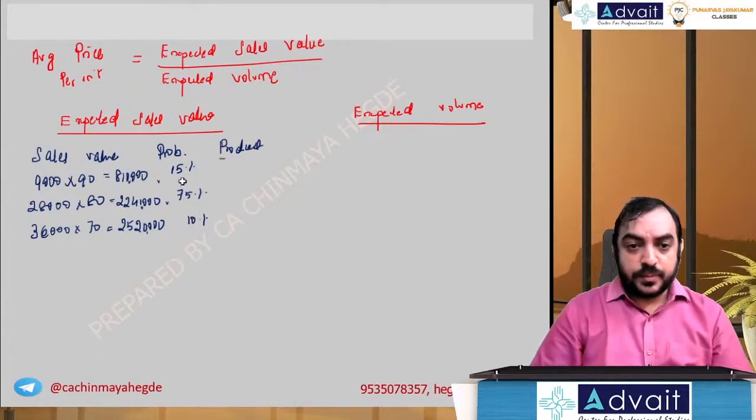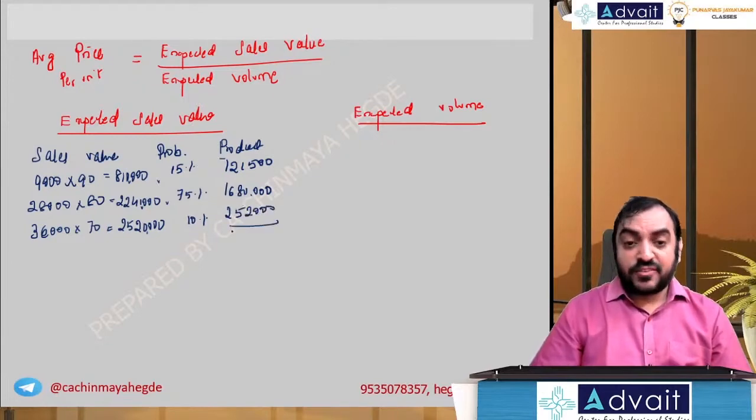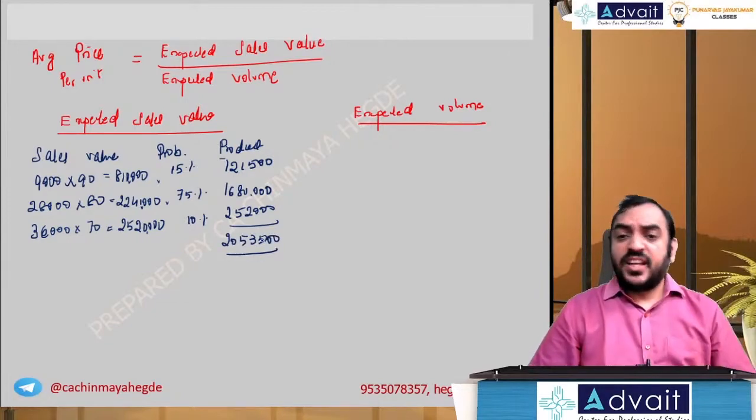8 lakh 10,000 into 15%, 1 lakh 21,500. 16 lakh 80,000. 2 lakh 52,000. So this will give you 20 lakh 53,500. So this is the expected sale value.